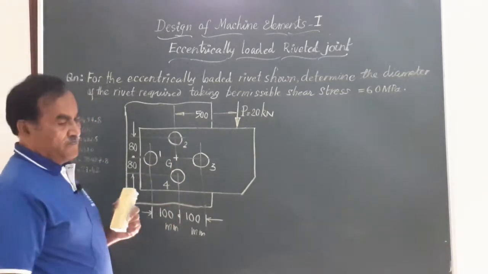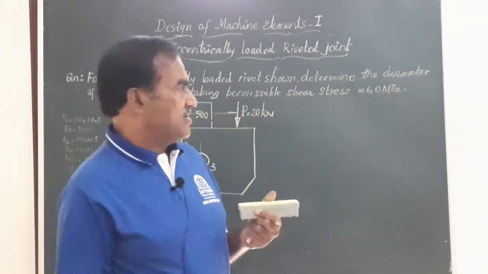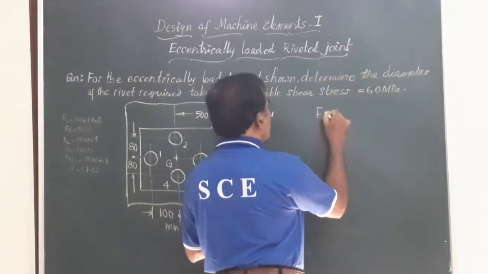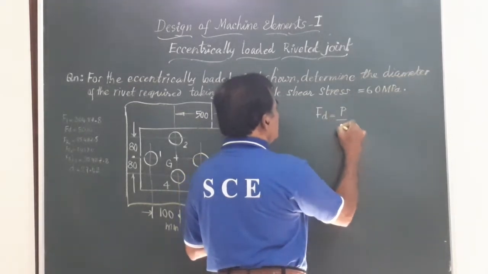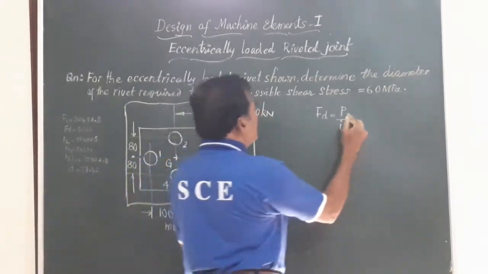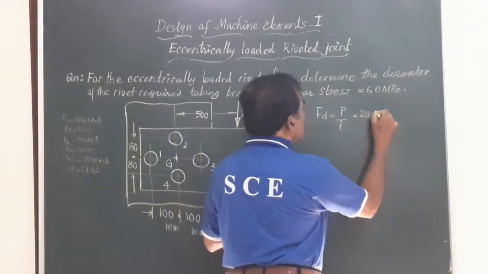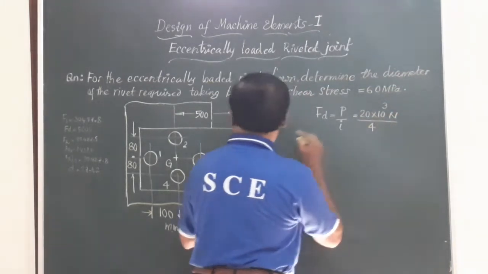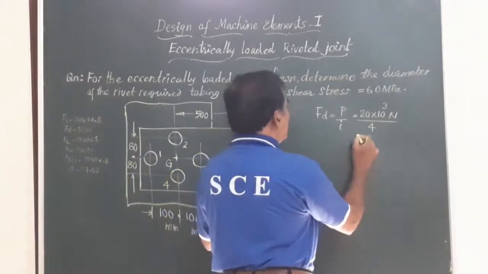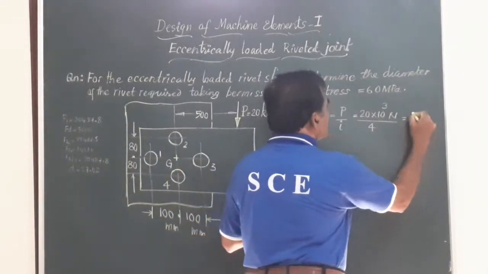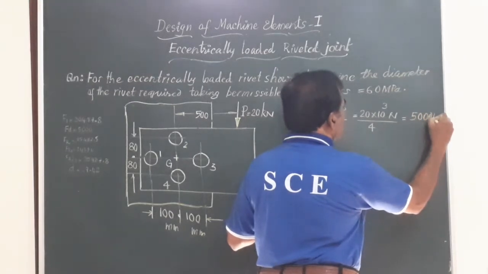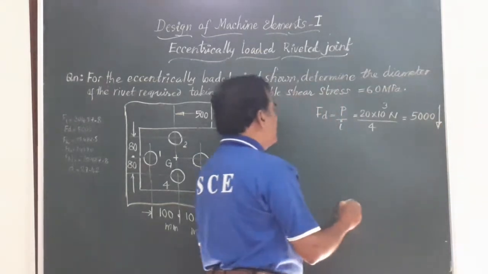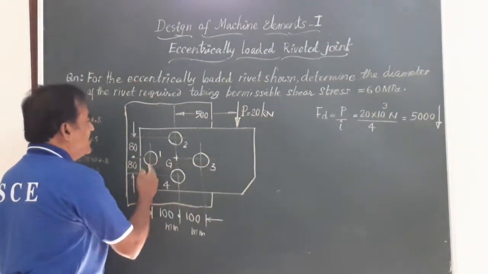Friends, now let us start with the calculation of the direct load. In this problem, the direct shear load Fd is given by P by n, where P is the total load, that is 20 kilonewton, 20 into 10 to the power of 3 Newton, that is being shared by n, the number of rivets, which are 4, 1, 2, 3 and 4. And friends, this works out to 5000 Newton. So this will be acting parallel to this load P and at the center of each rivet.